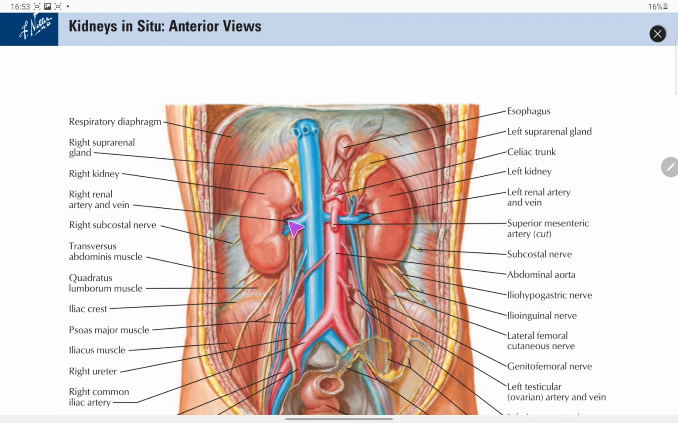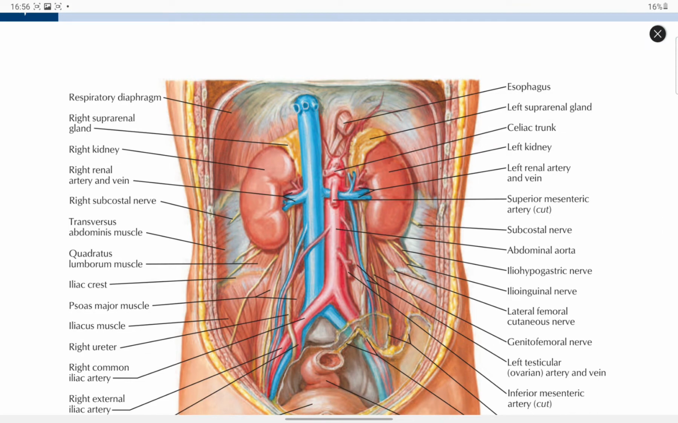The following structures are seen in the hilum from anterior to posterior: vein, artery, renal pelvis. This is very important, how the structures are arranged in the hilum of the kidney. Anterior most we have the vein, then the artery, then the pelvis. The renal pelvis is the expanded upper end of the ureter.